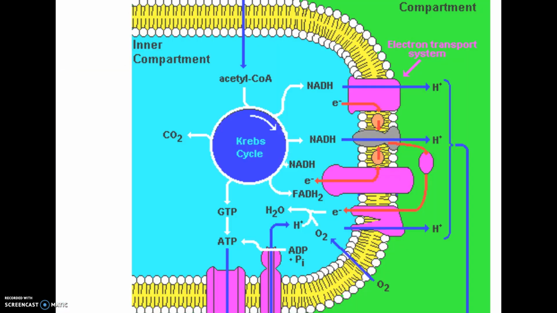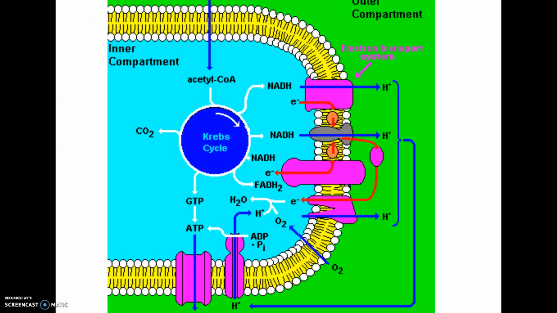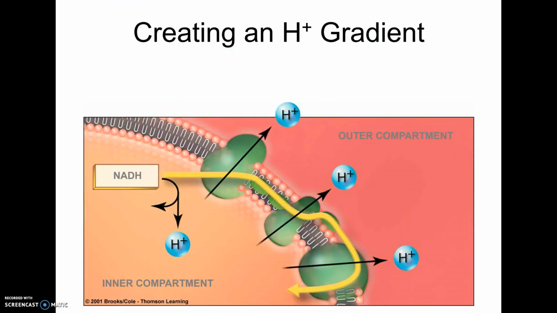I have a couple of pictures. So this one is showing the Krebs cycle happening in the matrix of the mitochondria. The CO2 leaves, that's our waste product. And then they're showing here, it's not a great drawing, but it's showing the NADH is here and the FADH2. And they're showing the electrons going down this electron transport chain, the hydrogens getting pumped into this intermembrane space.